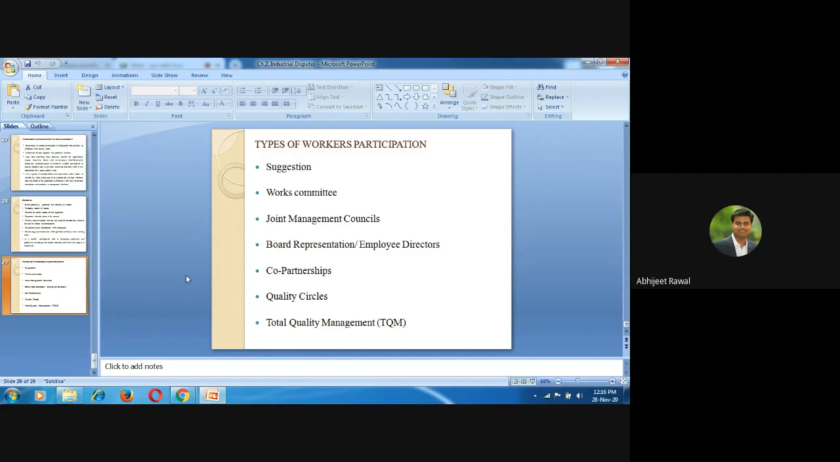So co-partnership means that the employees become the owners of an organization by purchasing the equity shares of a company. Now they can purchase through loan, through financial assistance, or through installment, whatever mode the company policy allows them. Then you have quality circle.